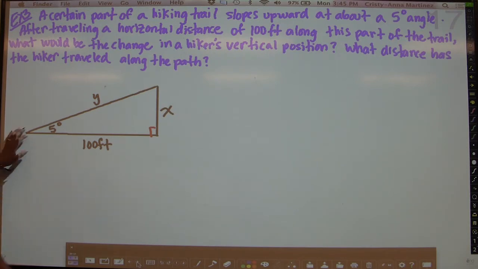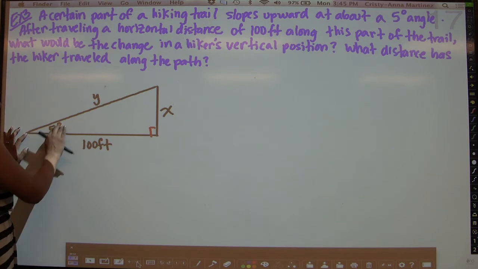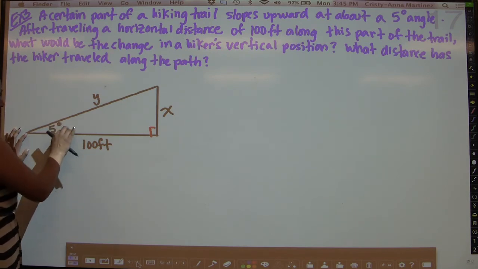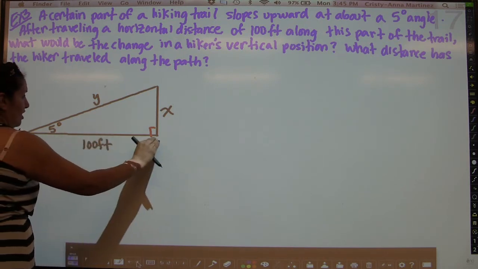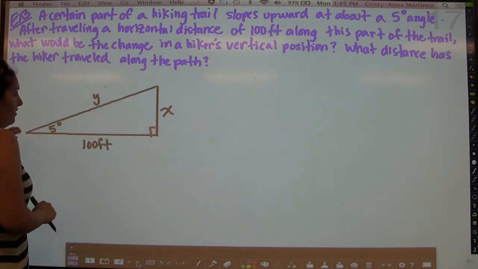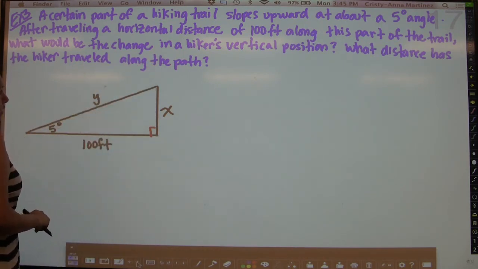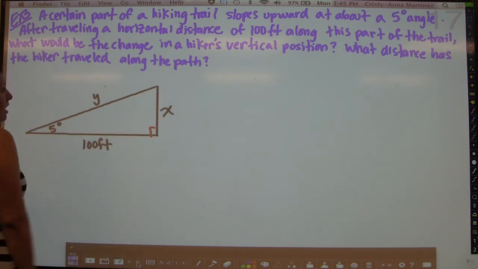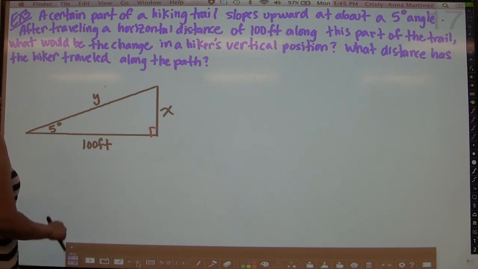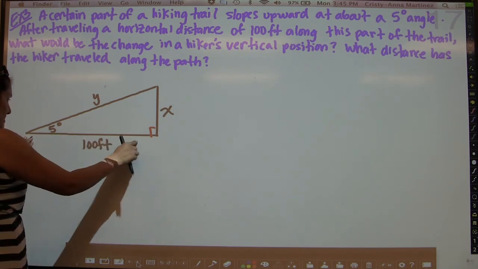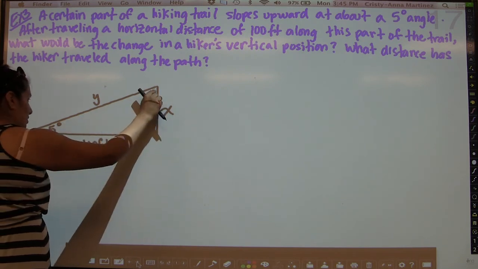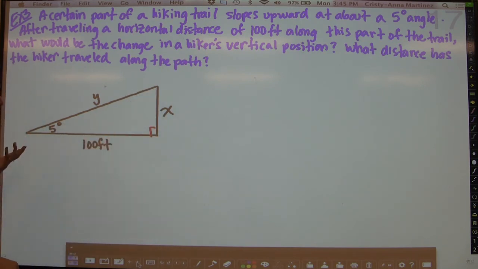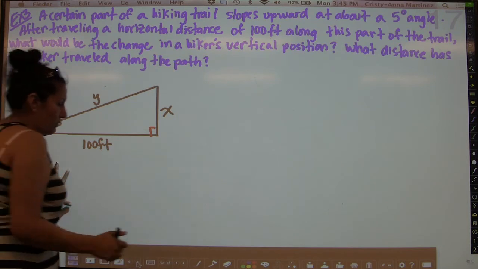So basically I want to know, if the slope is at a 5-degree angle of elevation there, and the horizontal distance is 100 feet, then what was my change in vertical position? They want me to find out what x is here. And then it says what distance has the hiker traveled along the path. If you're not talking about horizontal distance, they're asking what is this total distance here. So they want us to find y. We're going to use our trig ratios to help us out.